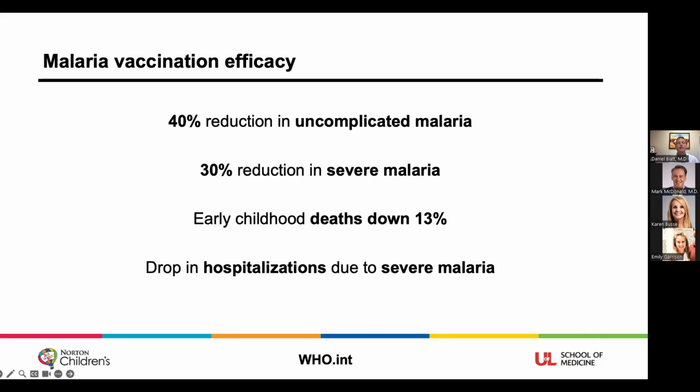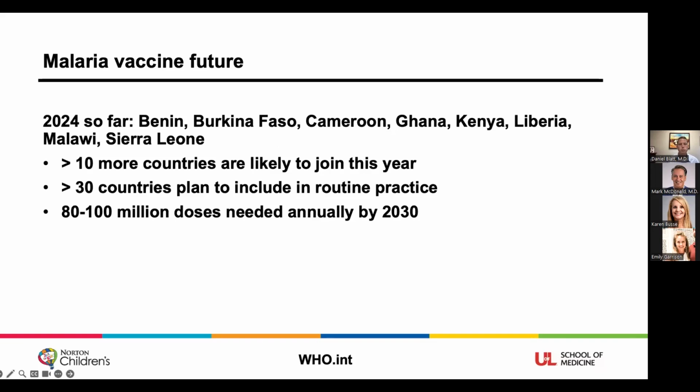The vaccine has been very effective. Overall, amongst kids that are vaccinated, there's been a 40% reduction in uncomplicated malaria, as well as a 30% reduction in severe malaria. Of those who took the vaccine, early childhood deaths are down 13%. And there's a large drop in hospitalizations due to severe malaria. So really good effects from these. And then the demand for malaria vaccines is unprecedented, and scale up is well underway. At least 30 countries in Africa plan to introduce malaria vaccines. And this is truly a remarkable breakthrough in malaria care that will surely affect our healthcare in Kentucky.